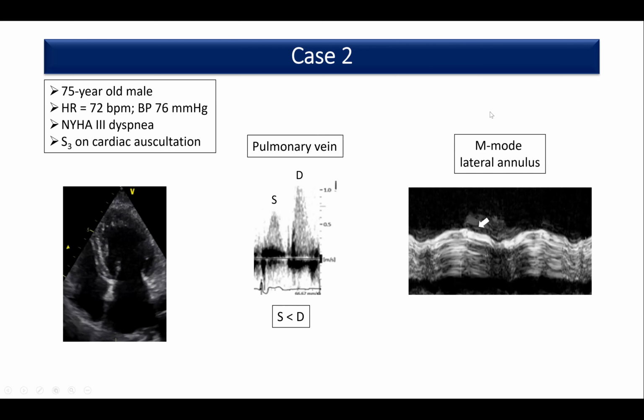Let's look at the M mode of the lateral annulus. You remember the young patient who has rapid relaxation? Look here, this is the contraction on M mode. The relaxation is very, very, very slow.